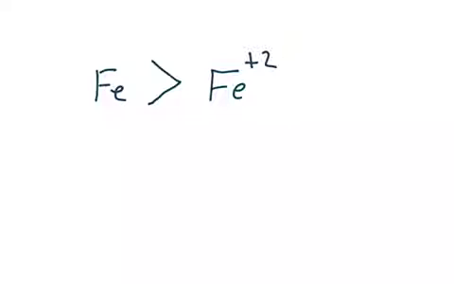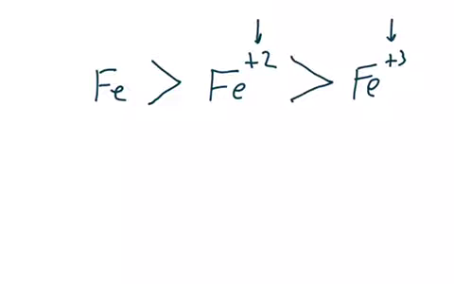The same could be said to compare, let's say, Fe plus 2 with Fe plus 3. If you recall, iron can either be plus 2 or plus 3. Here you lost 2 electrons, here you lost 3. Which one do you think is bigger? The correct answer is that Fe plus 2 would be bigger than Fe plus 3.